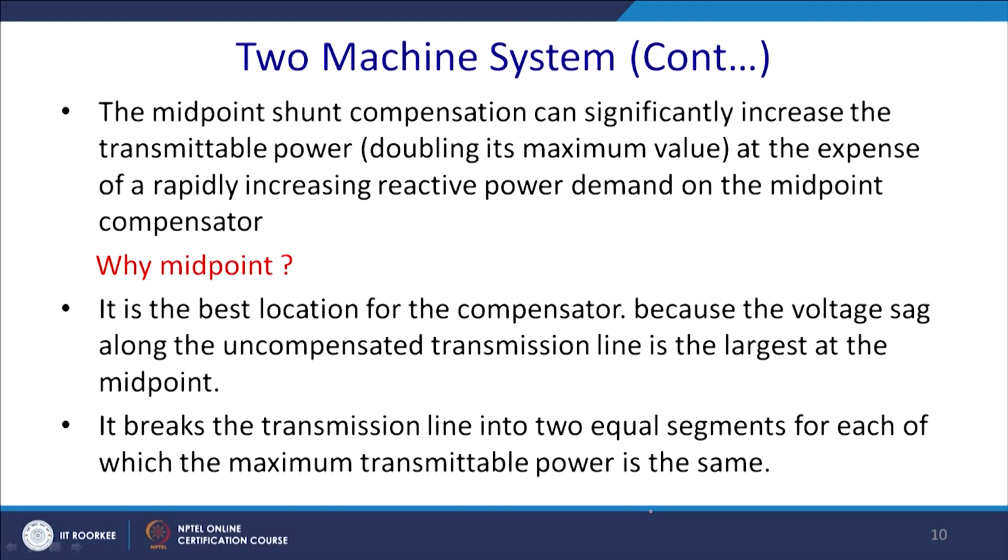because the sag voltage along the uncompensated line is largest at the midpoint. That is the reason, and it breaks the transmission line into two equal segments, and the maximum power capability remains the same for each portion of the transmission line. Otherwise, some portion will have more capability and some portion less capability, and thus you can continue to split half by half, and with each compensation you can increase the power by 2.